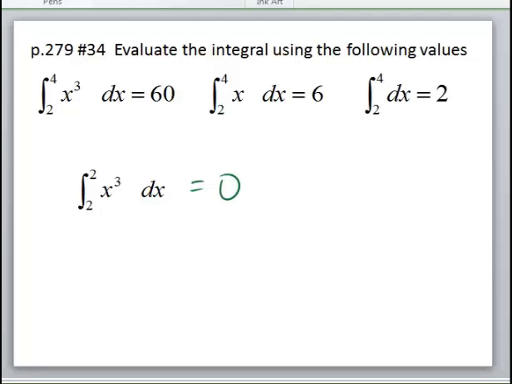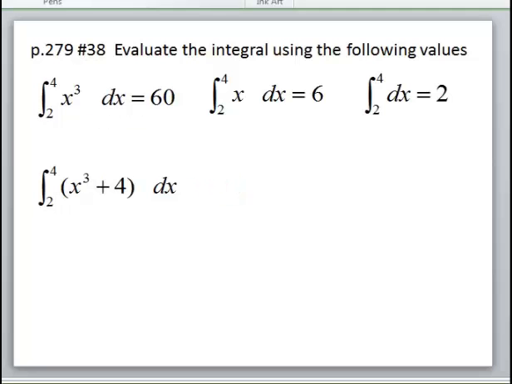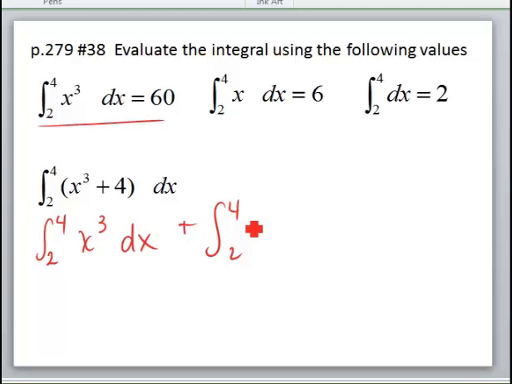This last example I have information about the integral of x cubed dx, and I have information about the integral of x, and then I have information about dx. So let's think about what I could do to figure out this answer right here. I'm on the wrong slide. I have information about x cubed, which is what I want, and I have these two pieces of information I can't really use. So we're going to split this up into the integral from 2 to 4 of x cubed dx, using that last property we just talked about, plus the integral from 2 to 4 of 4 dx.